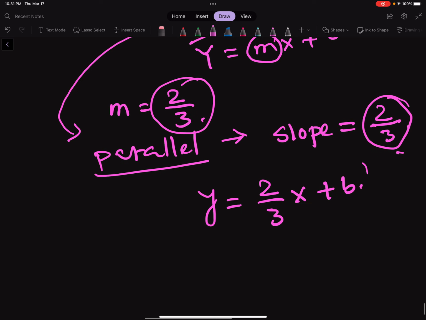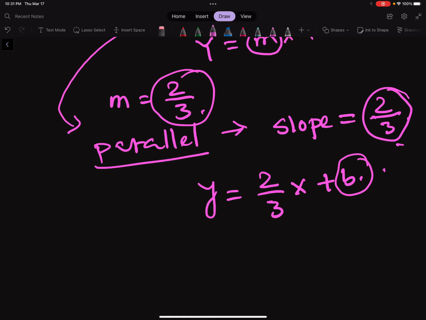Now you need to find b. So how can you find it? You'll have to see if you are given any point that the line passes through. I mean, that's your x, y.